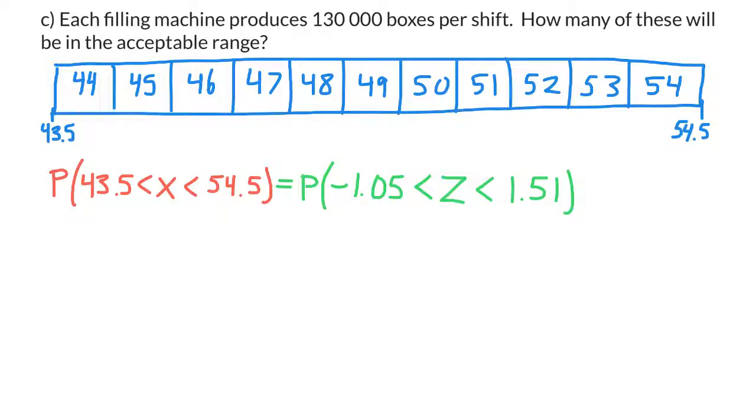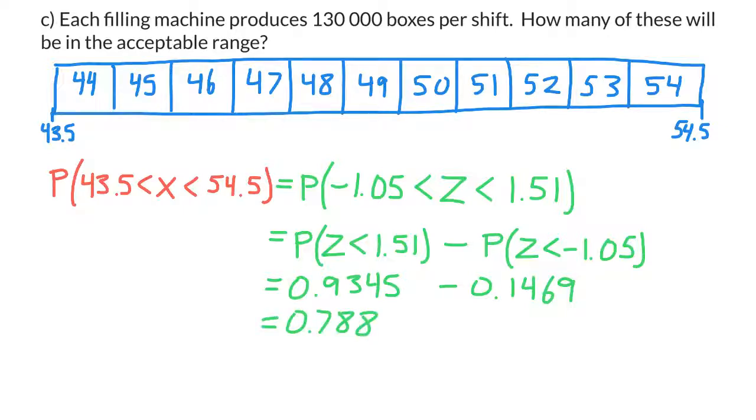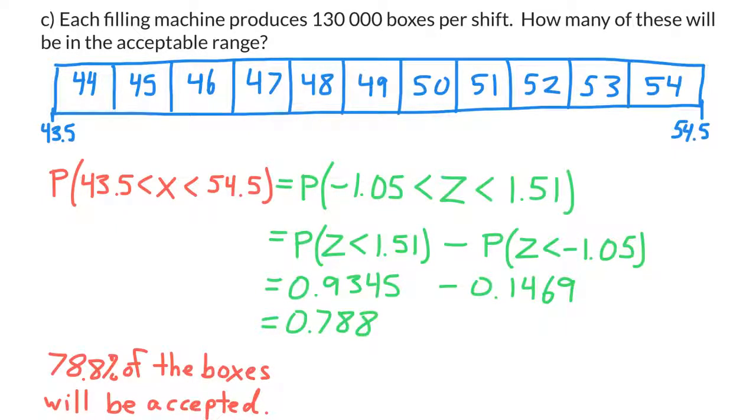And I'll change those into a z-score by doing my z-score calculation. So I'm looking for the probability that z is less than 1.5 minus the probability that z is less than negative 1.5. If I look up those numbers on my z-score table, I find that I'm dealing with 0.9345 minus 0.1469, which is 0.788. So 78.8% of the boxes will be accepted.